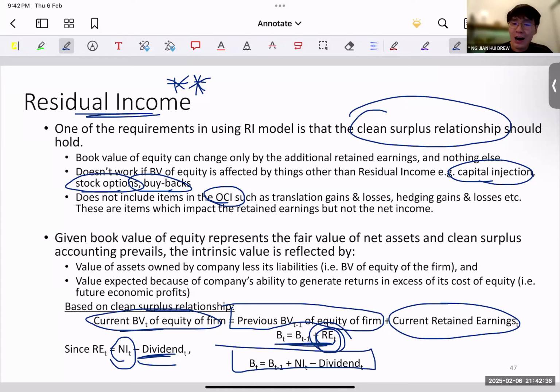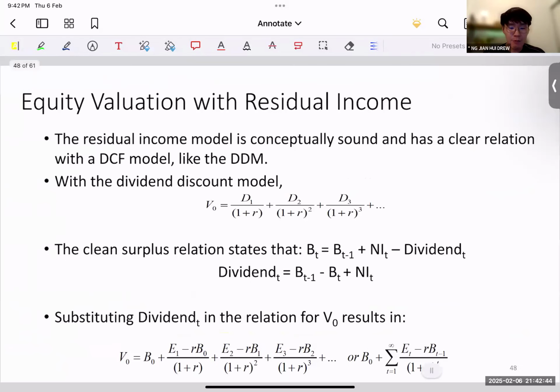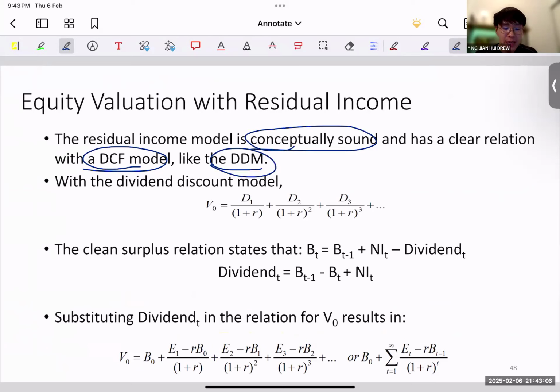So now you're asking, wow, how come we go into such detail about the clean surplus, and then now we talk about this formula? Hold on to that thought, because the next slide will bring everything into context for you. So why do we even talk about all those details? All those details are just to emphasize one point: that the residual income model is conceptually sound relative to the DCF, discounted cash flow. In fact, it's very similar to your DDM, which is why we can use the cost of equity to discount this residual income.